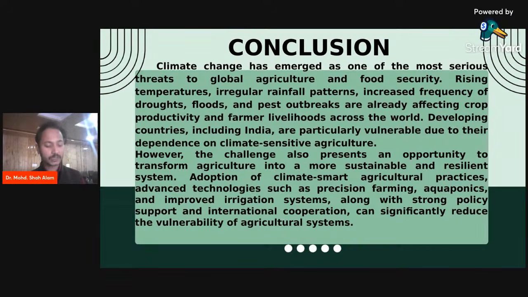By adopting climate smart agriculture practices, modern technologies, and strong policy support, we can reduce vulnerability and ensure food security for future generations. Addressing climate change requires the collaborative effort of government, scientists, farmers, and society as a whole to reduce the impact of climate change on agriculture.